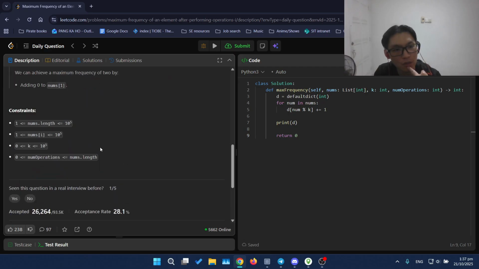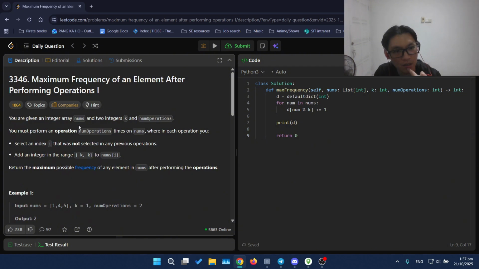What's the constraints? 10 to the power of 5. Oof, that is hefty. Another approach we'll be thinking of, like using dynamic programming, but you probably have to keep track of the number of operations that you have left, and you also have to somehow keep track of the frequency of the elements in nums. So that could be a little bit tricky.